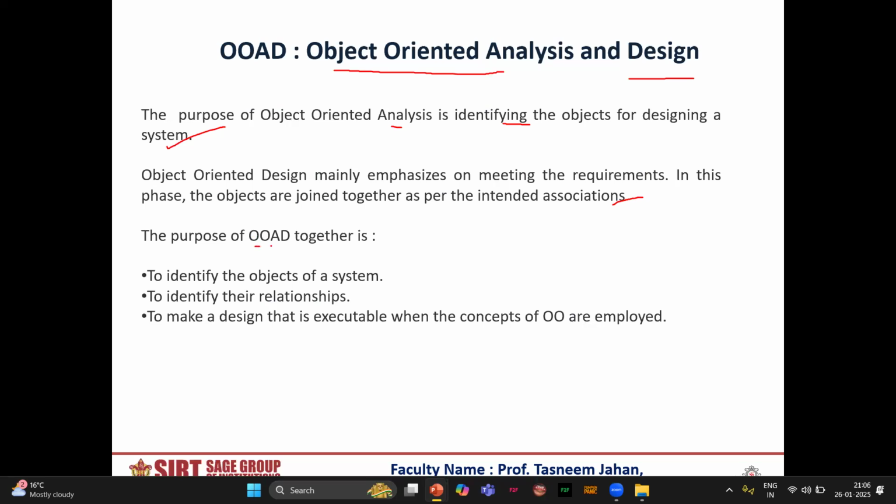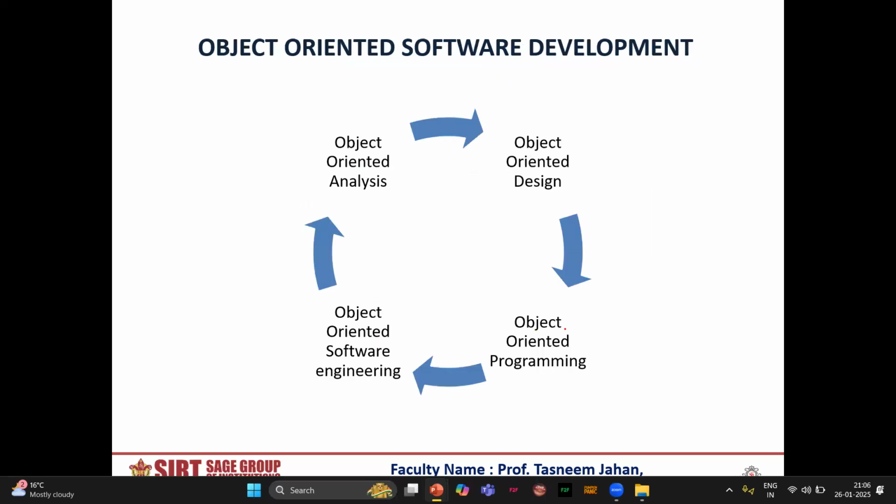So we can summarize the purpose of object-oriented analysis and design as to identify the objects of a system, to identify the relationships. These relationships can be association, aggregation, realization, generalization, specialization, and composition. And to make a design which is executable when the concepts of object-oriented are employed. So these fundamentals are very important to understand before diving deeper into the UML.